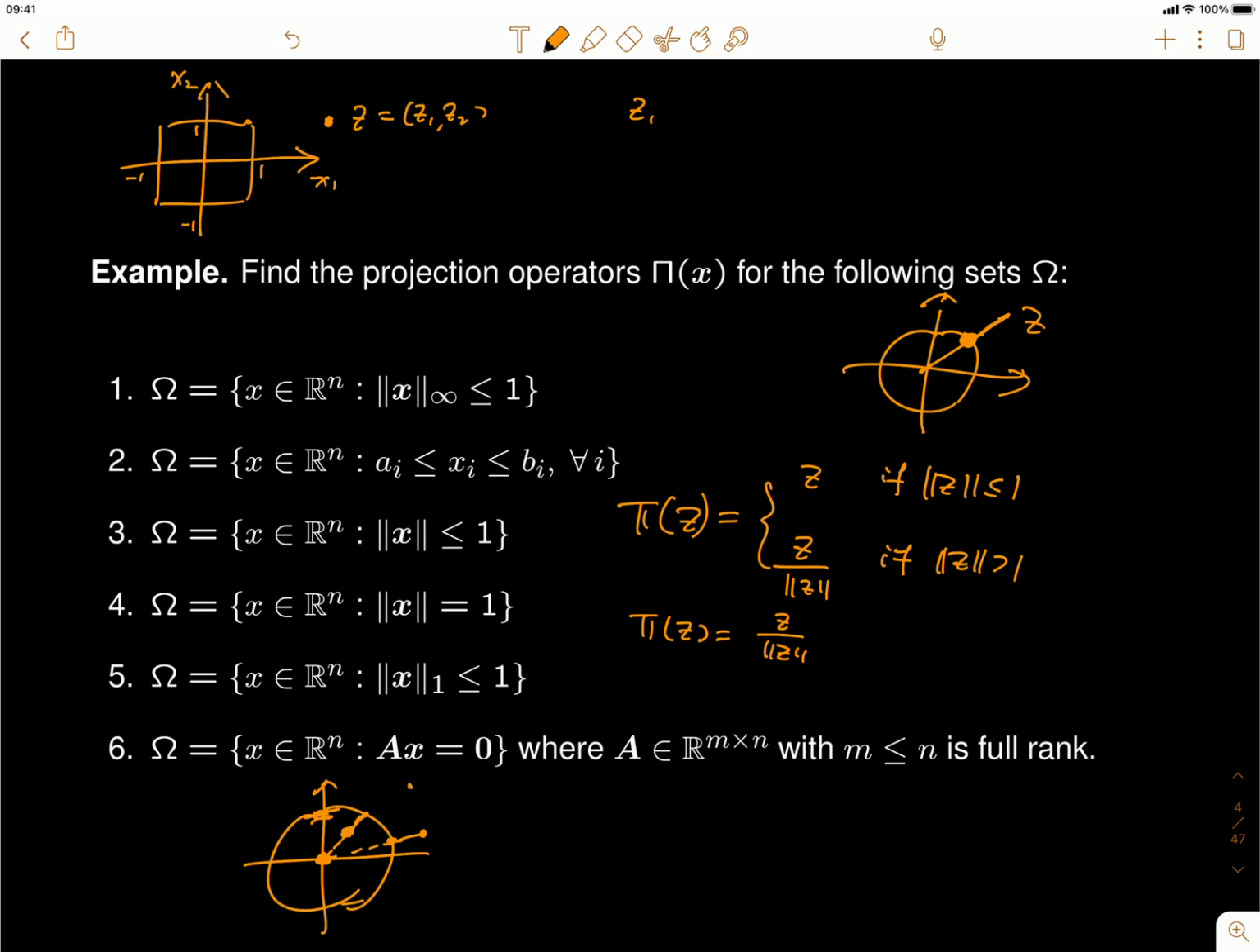But if z is just equal to 0, then what can we do? All the points on the circle have the same distance to the origin, and this is the case that we mentioned earlier.